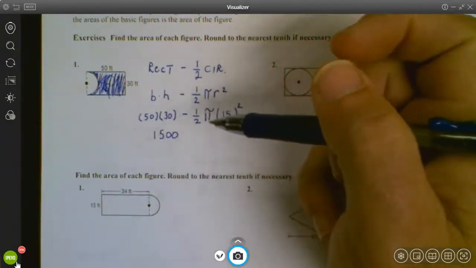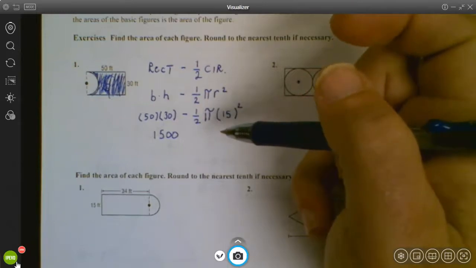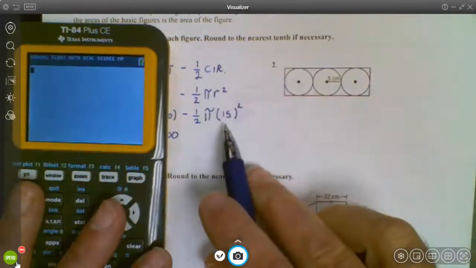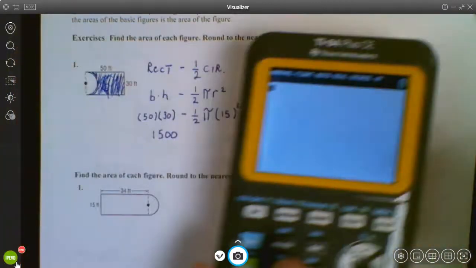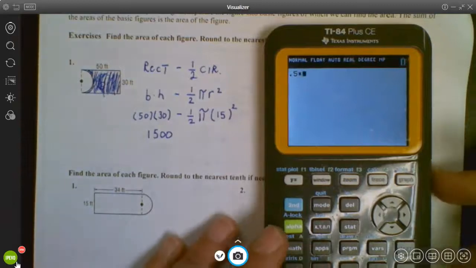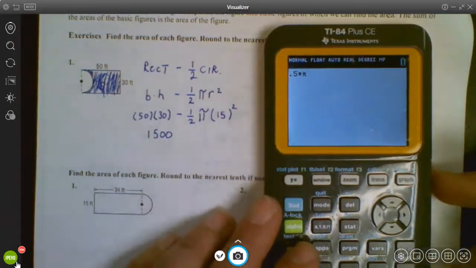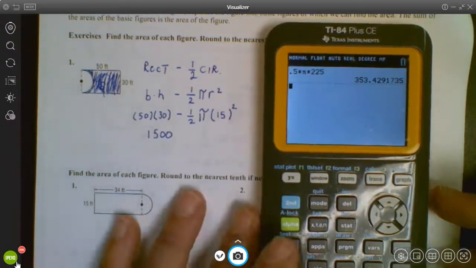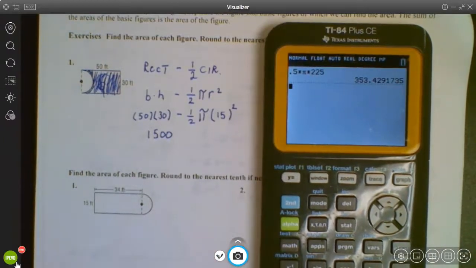So that's the area of the rectangle, and again, that might be just the first question that pops up, just to make sure that we're starting to walk through this process correctly, right? Then it might ask you, what's the area of half of a circle? And we could come up with that value. So if we did half of 225 pi, so 15 squared is 225. So the area of half of the circle is 353.4.